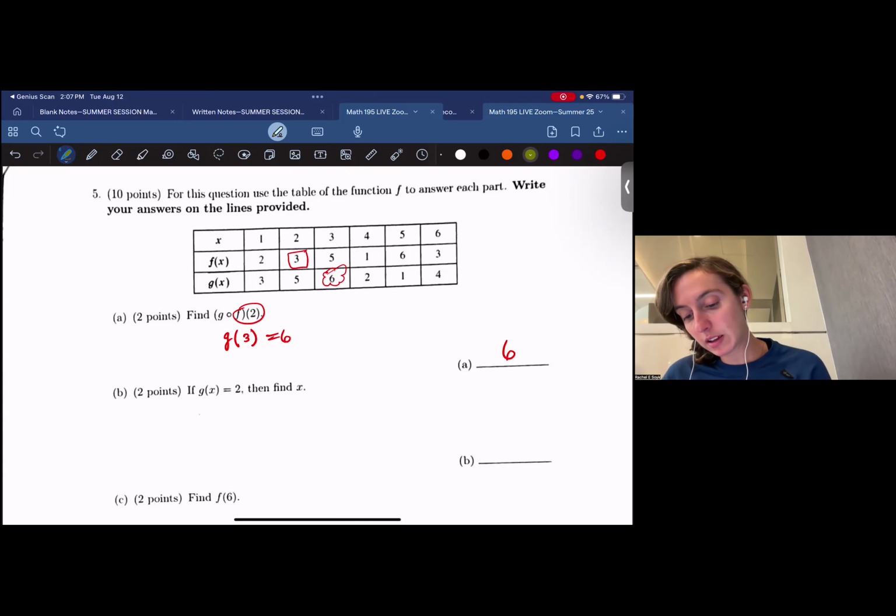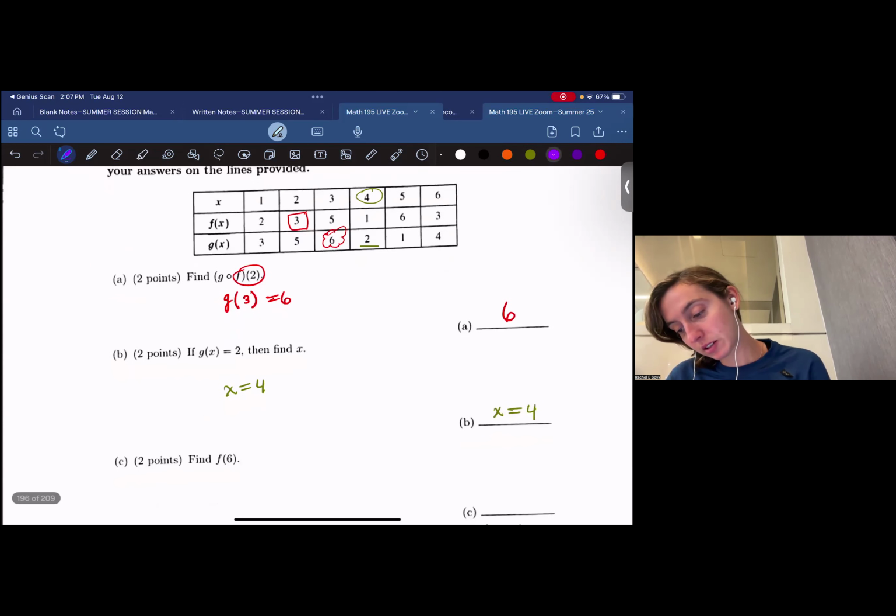Next question, if g of x is 2, then find x. Well, our x is just 4. Find f of 6. So when x is 6, what's our f at 6? 3.